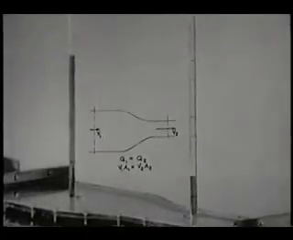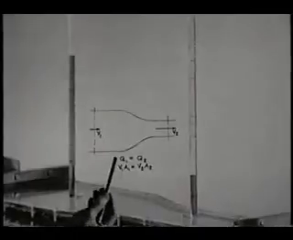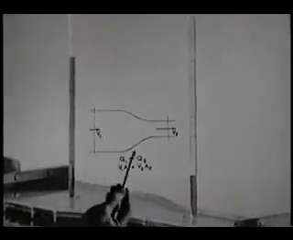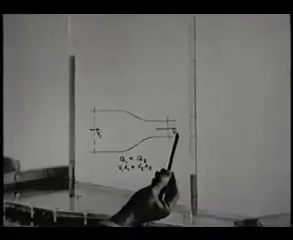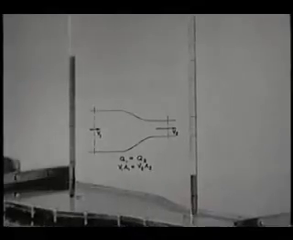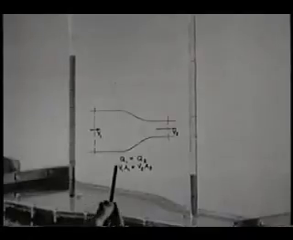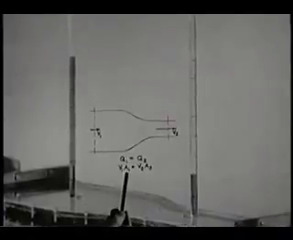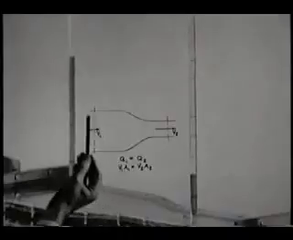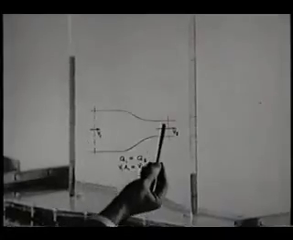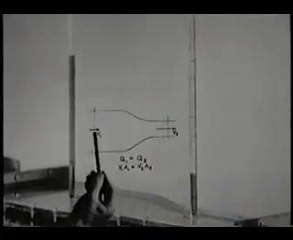Since water is nearly incompressible, the volume flow entering the contraction must equal the volume flow leaving, or else mass would be created or destroyed. But the volume flow is equal to the average velocity times the cross-sectional area. So the area decrease should produce a velocity increase.